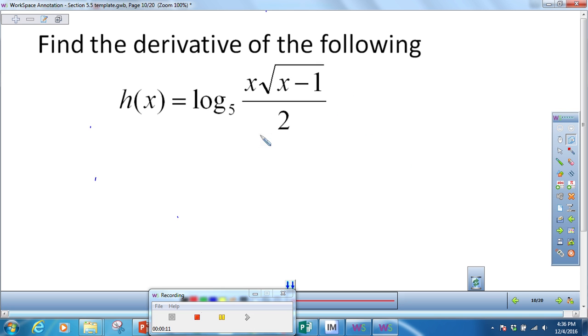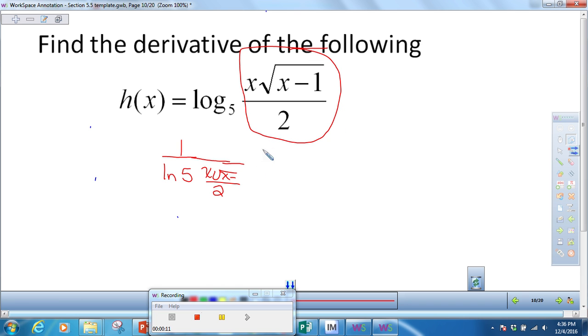Don't have to. All right, so this one, we're going to use the formula that we just learned for log, taking the derivative with the log. So that's basically 1 over the natural log of 5 times our function, which is x square root of x minus 1 over 2, and then times the derivative of all of this.